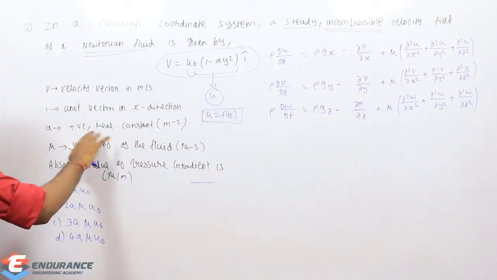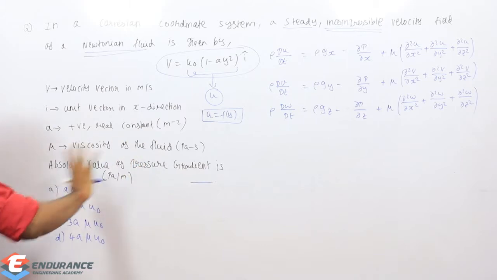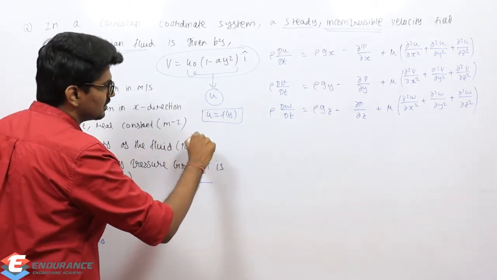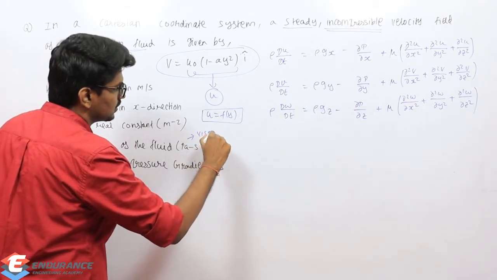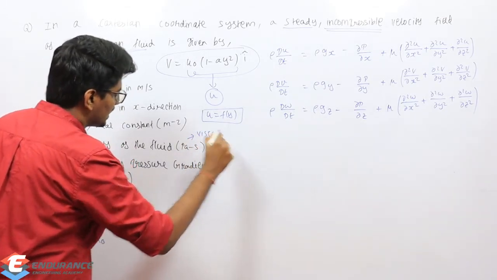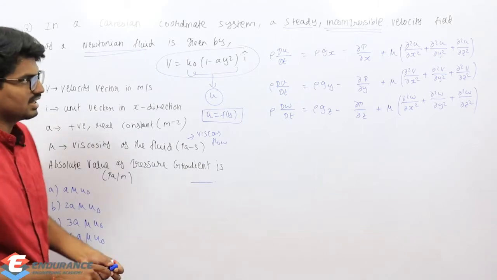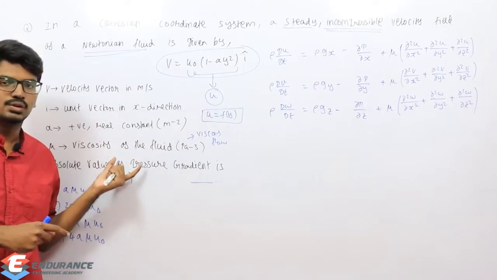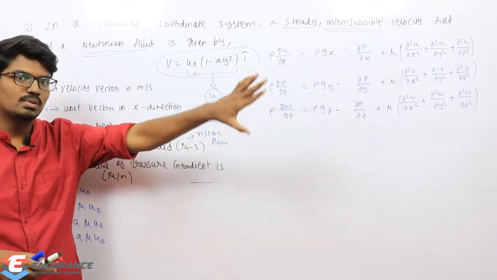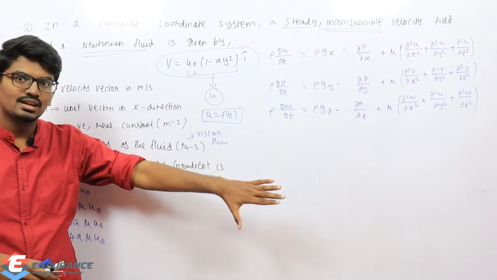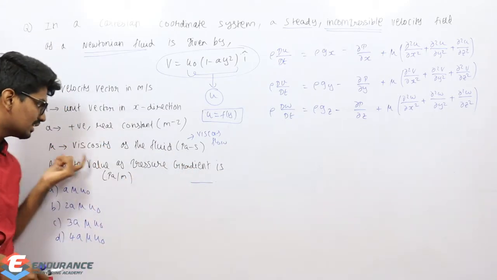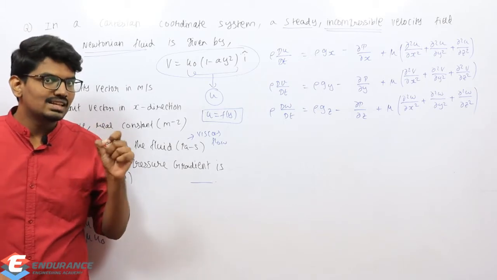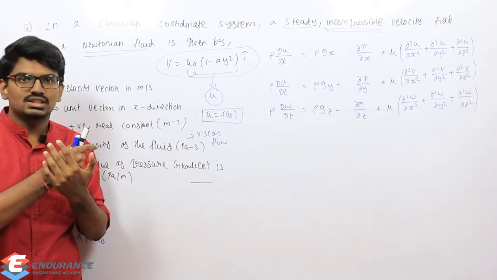Now they mentioned A is a positive real constant and mu is the viscosity of the fluid. Since they mentioned mu, this is a viscous flow, not a non-viscous flow. And they are asking the absolute value of the pressure gradient. See, the first clue lying in the question is viscous flow. Yes, of course those two are also clues, but the one important clue is that mu is the viscosity of the fluid. They mentioned the mu value, which clearly indicates that this is a viscous flow.